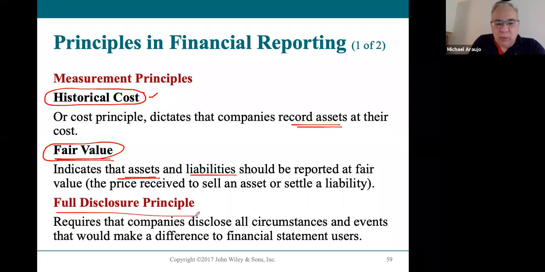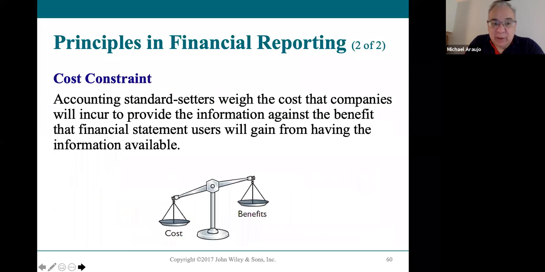Okay. One of the more interesting principles of GAAP, which is generally accepted accounting principles, there's the P word again. We need to make sure that companies disclose all circumstances that would make a difference. In other words, they're relevant. And so those financial statements need to report things that would definitely make a difference to the financial statements. Okay, everything.